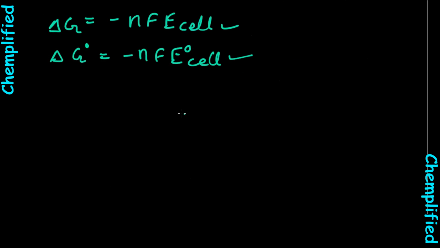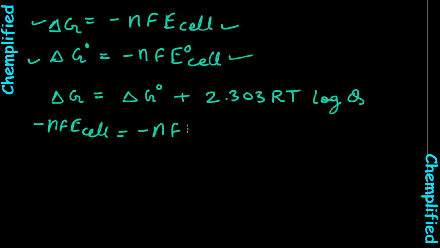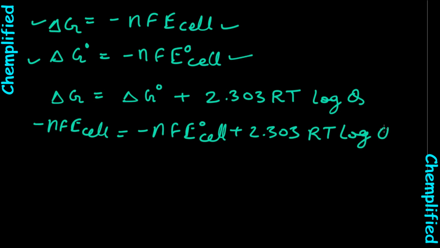Now from thermochemistry, we have our equation delta G is equal to delta G naught plus 2.303 RT log Q, right? Now in place of delta G, write minus nF E cell. In place of delta G naught, write minus nF E naught cell. So just substitute the values. Minus nF E cell is equal to minus nF E naught cell plus 2.303 RT log Q.